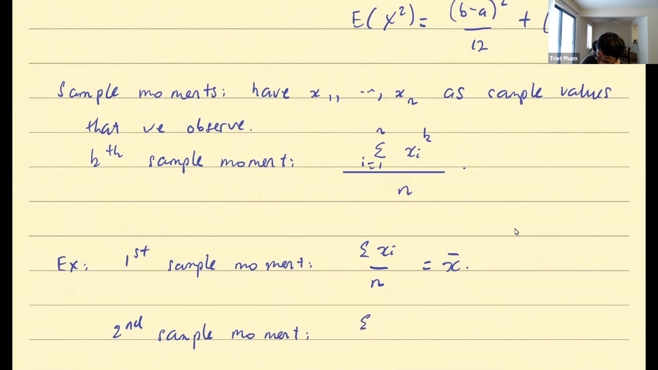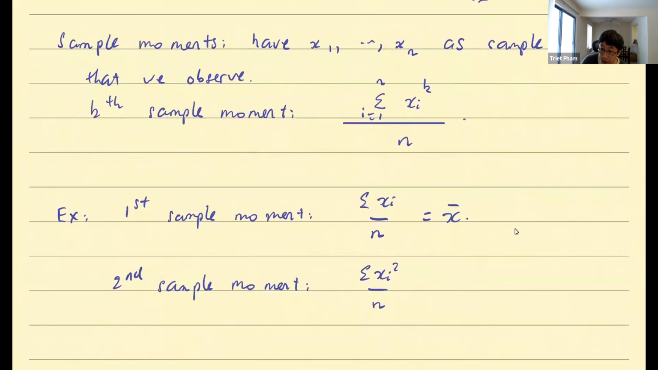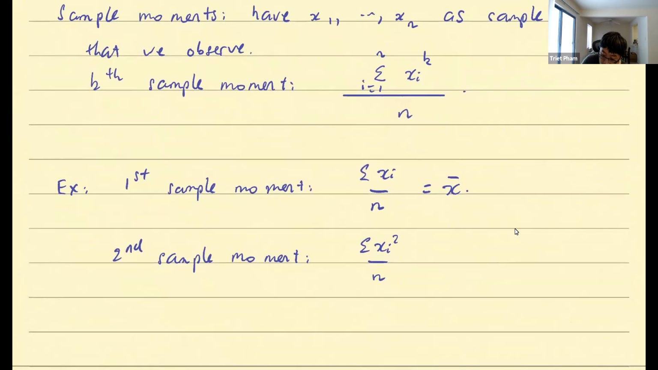Well, it's a sum of xi squared over n. Do we recognize this guy? Maybe not. But let's look at something that's a little bit beyond the context, but actually it's the same thing here, which is a sample variance. Okay, what is a sample variance?